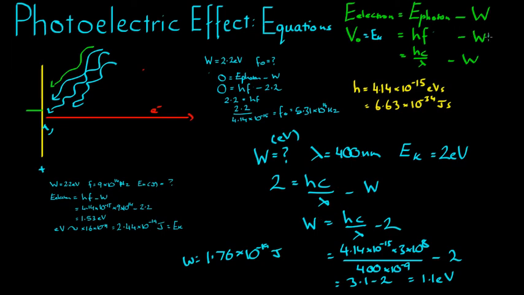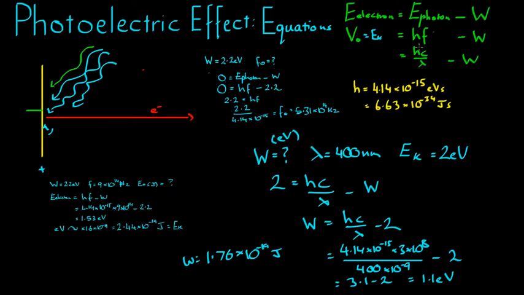So I hope that helps you understand how you can manipulate these equations to figure out any one of these variables. So we have kinetic energy, frequency, or work function there. And the frequency can be related to the wavelength there, so you can also find out lambda.